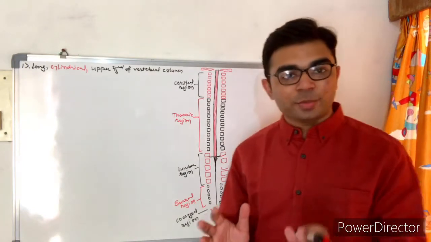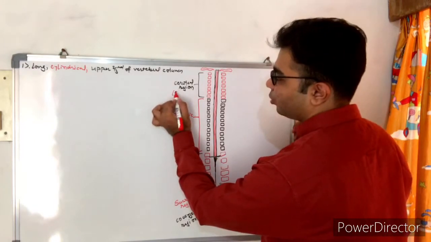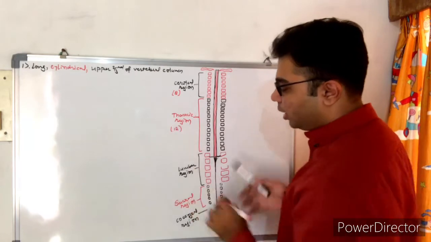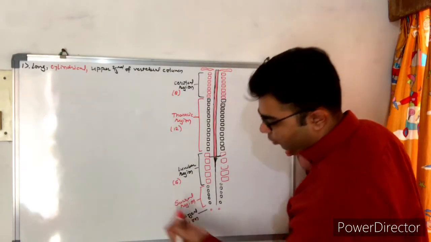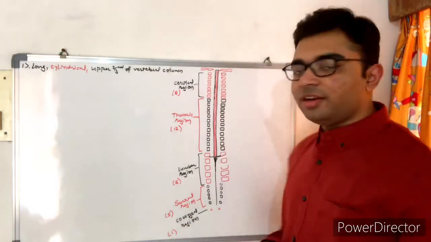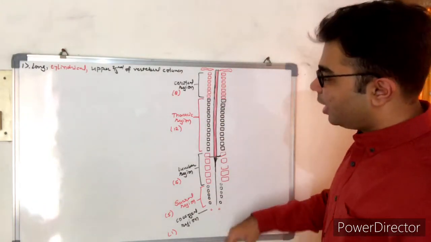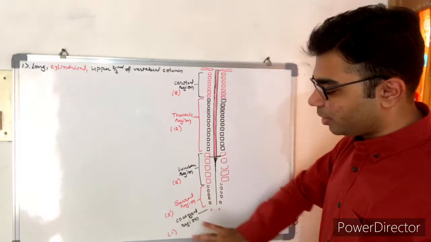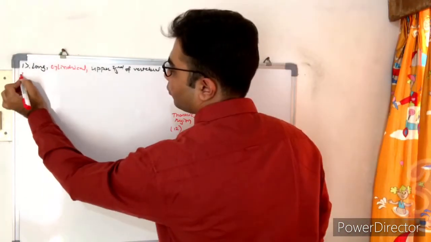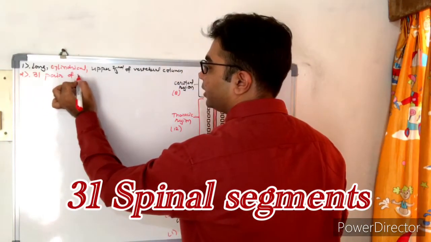And the number of spinal segments in each of these regions: in the cervical region, there are a total of 8 spinal segments. In the thoracic region, there are a total of 12. For the lumbar region, a total of 5. In the sacral region, again 5 segments, and 1 coccygeal segment. So the total number of spinal segments is 8 plus 12 plus 5 plus 5 plus 1, that is a total of 31 pairs of spinal segments.